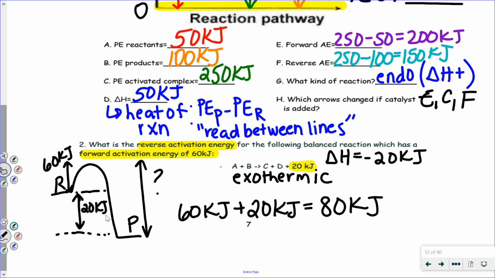That's a challenge problem. That requires you to know that this is exothermic, that the delta H is negative, meaning that your curve has to look like this going down a slide because we're exiting, and being able to label where the 20 goes and where the 60 goes. If you can't do it, that's okay. It was a challenge problem for you.